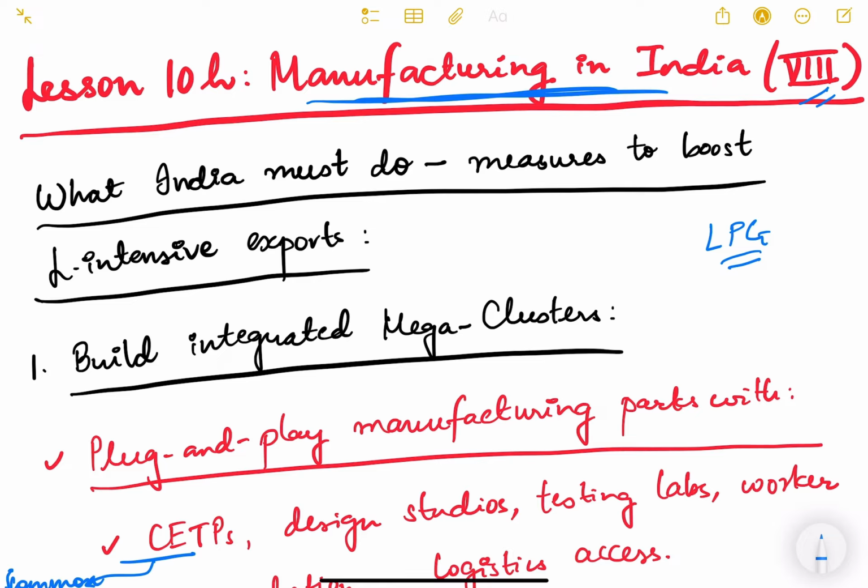Now in this video we will focus on what India must do to boost its labor intensive exports, because we are a labor rich country. We have a lot of population, which translates into working age population and further into labor force. So in order to give employment to these people in non-agricultural sectors, we need policies which will encourage labor intensive industries, thereby also helping labor intensive exports. If we manufacture it, only then will we be able to export it.